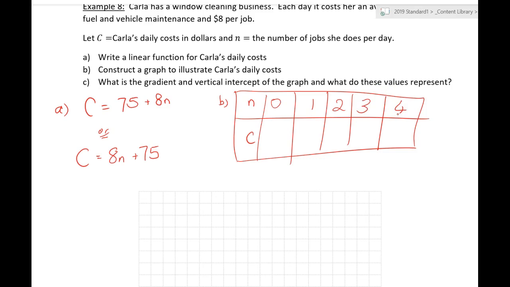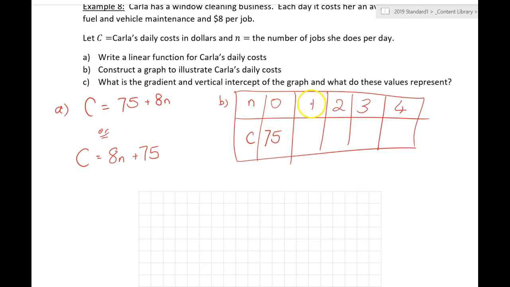Now if we know that it's a linear function, just 2 points will be enough to do that. However, a third point gives us a bit of a backup, gives us a check, and it's not going to hurt us to have a third and a fourth and a fifth as well. It won't take too long. So here's our formula. C equals 8N plus 75. So take N, multiply it by 8. 8 times 0 is 0, plus 75. Okay, so we've got 75.